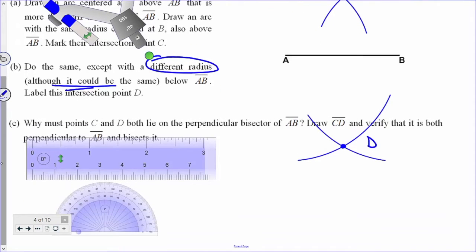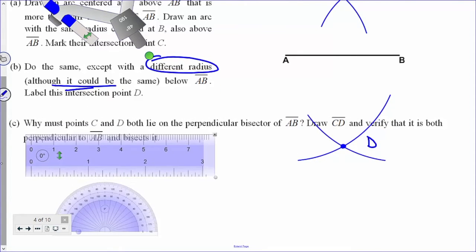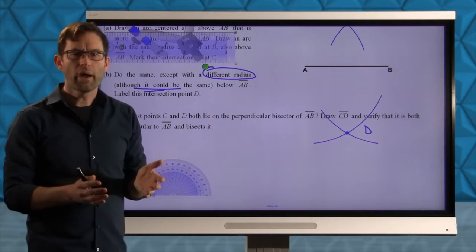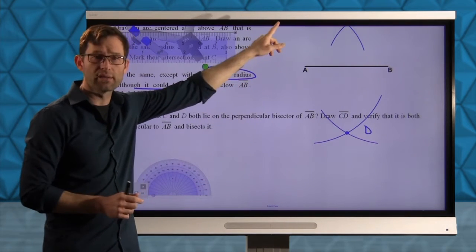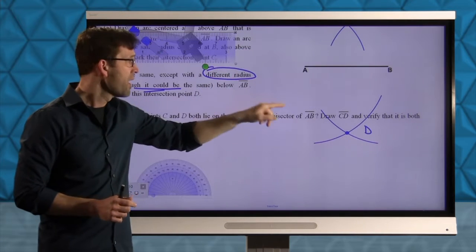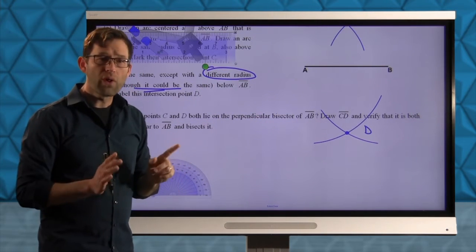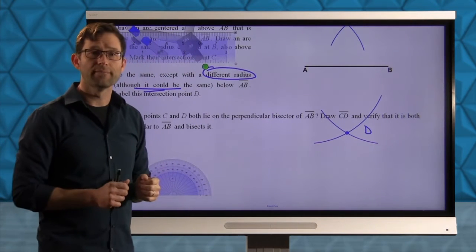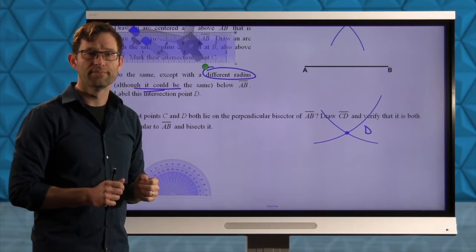Now, we've got a couple questions to answer. Get rid of my ruler. Letter C says, why must points C and D both lie on the perpendicular bisector of AB? Why is that? I claim that C, which I can't see now, it's off the diagram, and D both lie on the perpendicular bisector of segment AB. Why is that? Pause the video now and write something down.